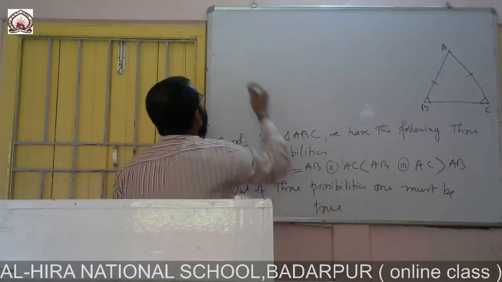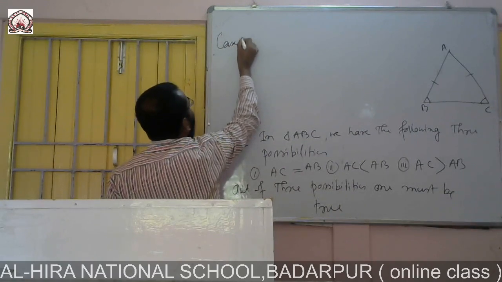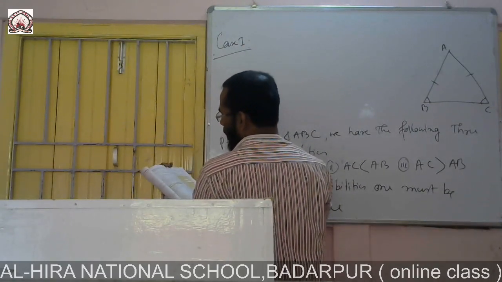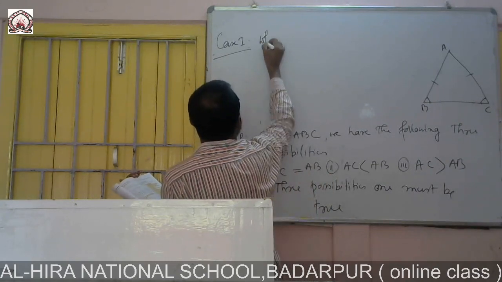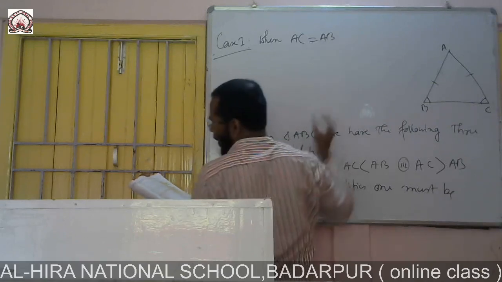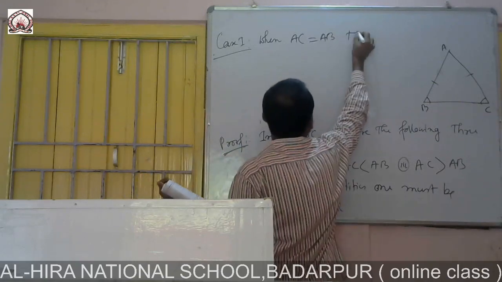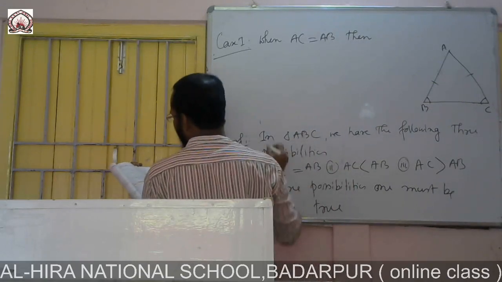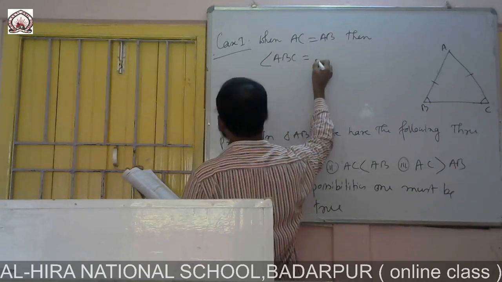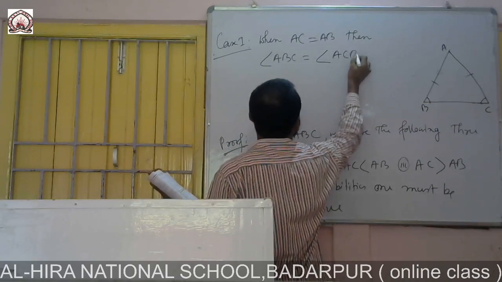Case 1 is what? When AC is equal to AB, then angle ABC is equal to angle ACB.